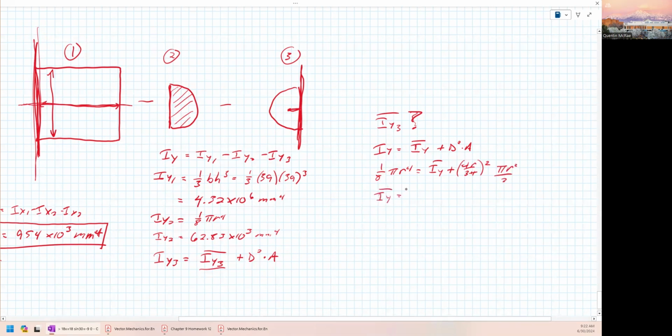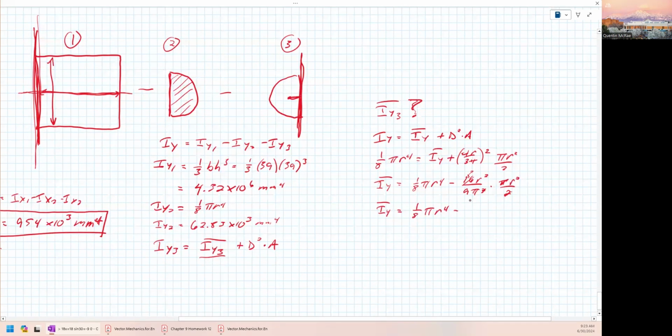Therefore, IY bar is 1/8 pi r to the fourth minus, now here we're going to have 16r squared over 9 pi squared times pi r squared over 2. One of the pi's is going to cancel, and this is going to cancel and make that 8. So IY bar is 1/8 pi r to the fourth minus 8 over 9 r to the fourth over pi. Piece of cake, right? I say semi in jest. I don't know why they don't offer that up. Honestly, some of the textbooks do have that in the tables, but our textbook does not.